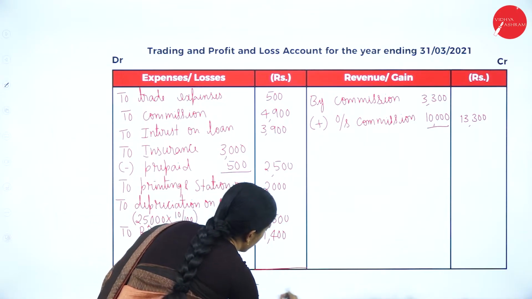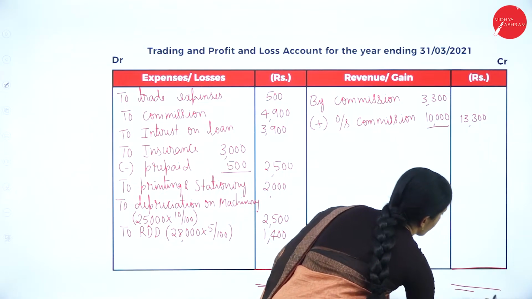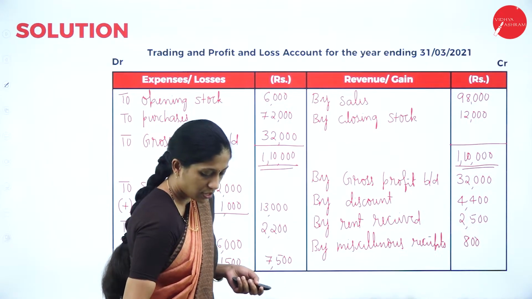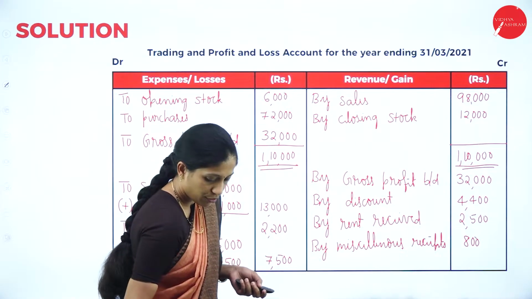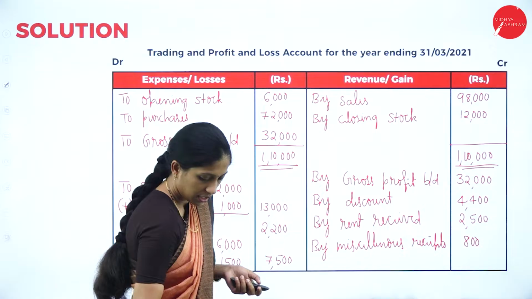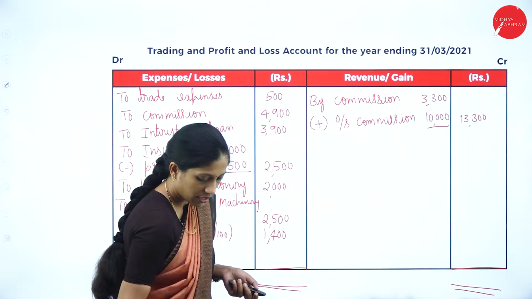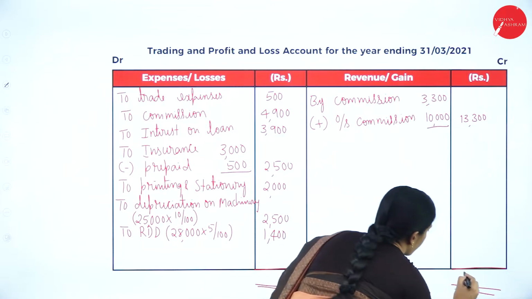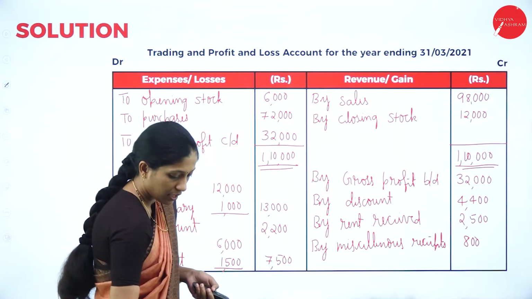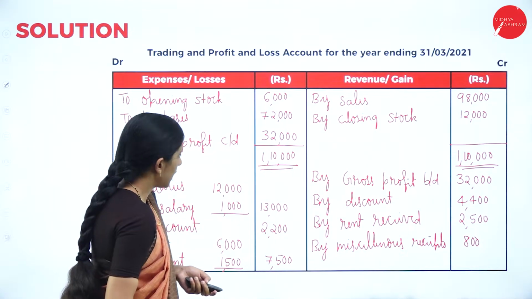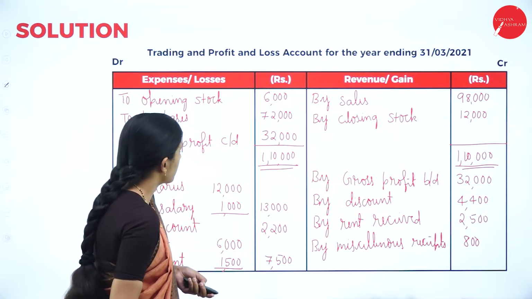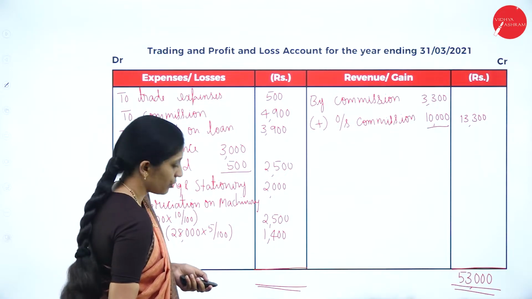Balancing figure will be what? Net profit or net loss. Now we shall balance both the sides. So if you see your credit side, we have 32,000 plus 4,400 plus 2,500 plus 800 plus 13,300. So it will be 53,000. 53,000 minus 13,000 minus 2,200 minus 7,500 minus 500 minus 4,000.